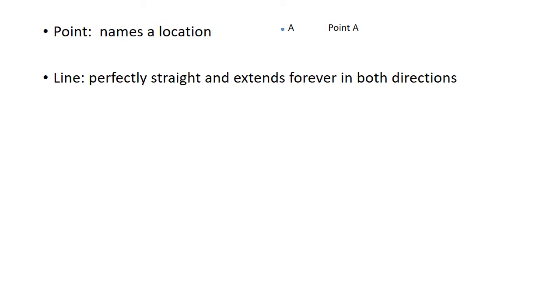If you have a whole bunch of points that make a perfectly straight line, we're going to call that a line. A line is going to extend on forever and ever in both directions. Make sure that when you write a line, you have an arrow on either end of your line. This would be line L.